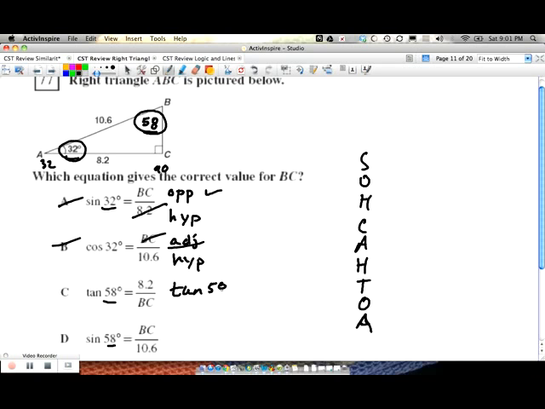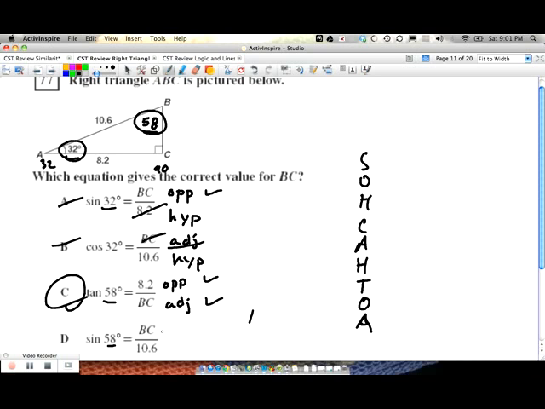Then we got tangent of 58. Now I got to change my orientation, my perspective, where I'm looking from. Because opposite's not BC anymore. Now it's 8.2. So 8.2, let's go ahead and change this here. This would be the opposite over the adjacent. And is 8.2 opposite of 58 degrees? It is. Is BC adjacent to 58 degrees? It is. Both the top and the bottom are correct. So C would be our correct relationship.